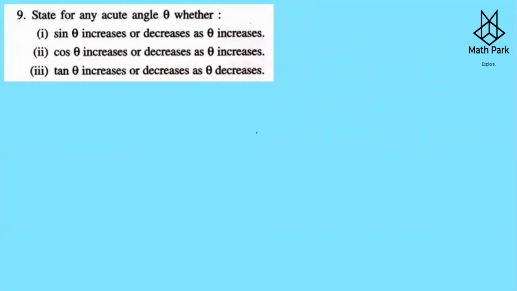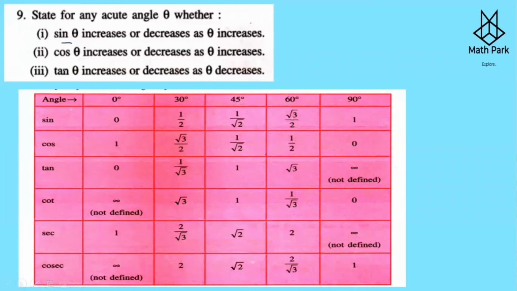Question number 9. We have already learned in a video a trick to memorize the trigonometric ratios of standard angles. For that, you should remember the values of sine 0 to 90, cos 0 to 90, tan 0 to 90. Here again, we have a table. What do you observe here? Sine 0 is 0 and sine 90 is 1. So as theta increases, the value of sine theta also increases.